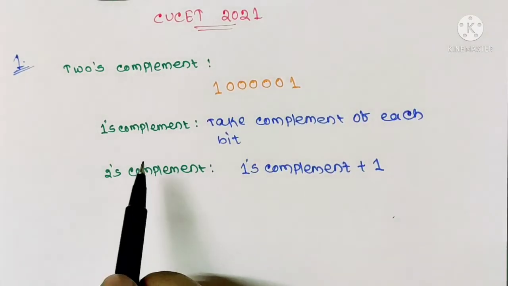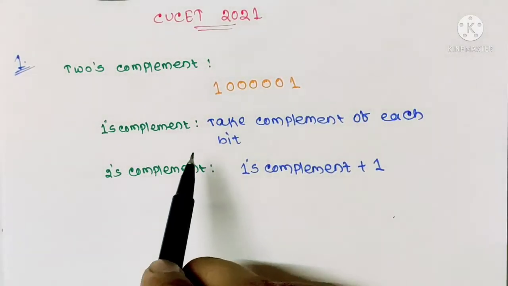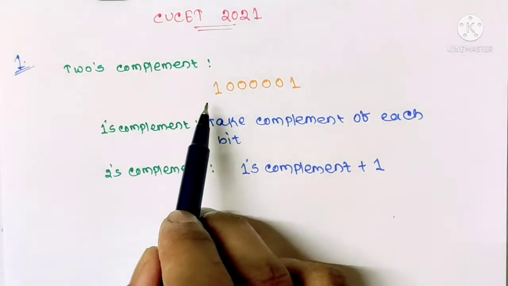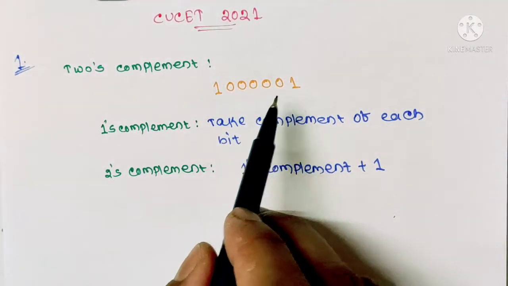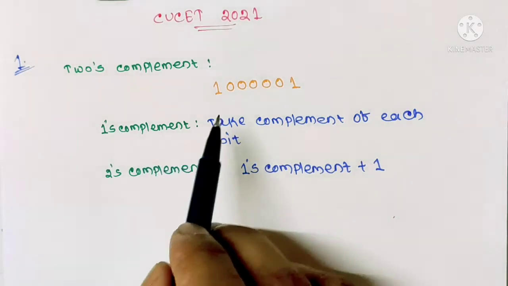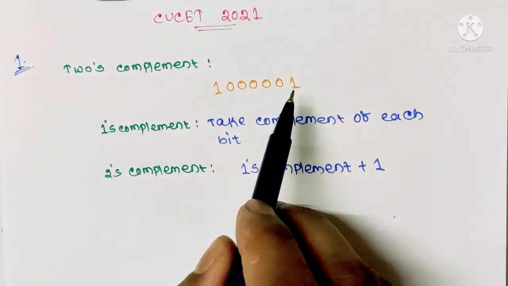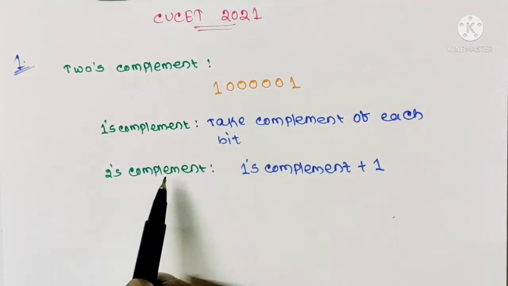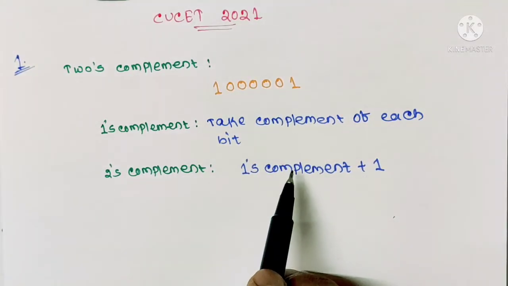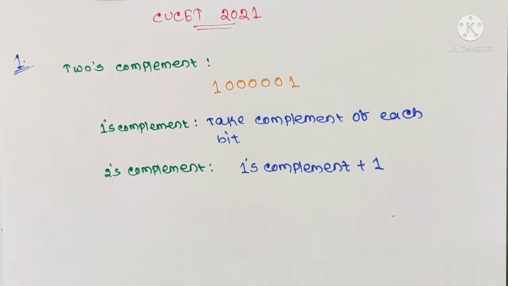To calculate 2's complement, first we have to find 1's complement of that given binary number. To find 1's complement, we have to take the complement of each bit of this given binary number. Then to find 2's complement, we have to add 1 to this 1's complement. So let us see how to find 2's complement.